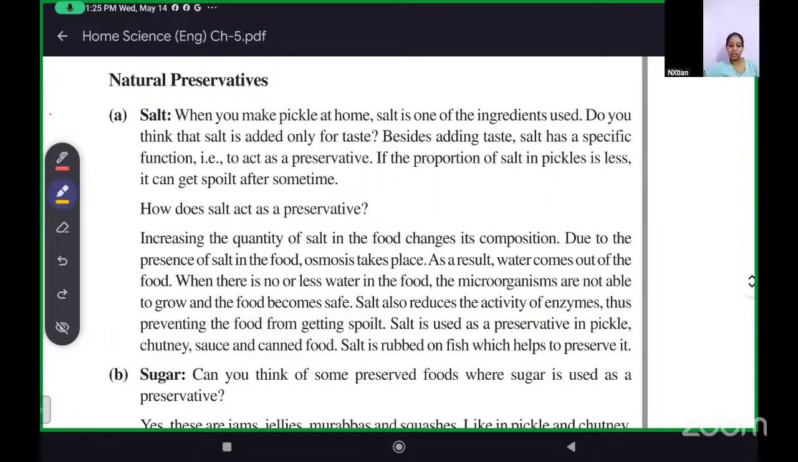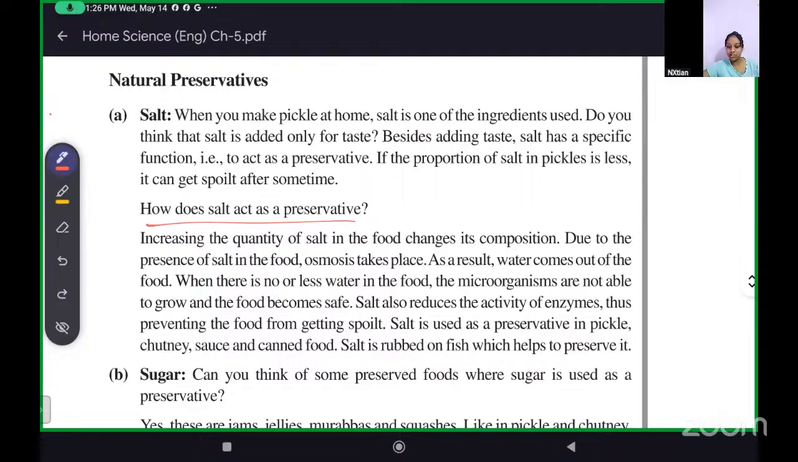One of it is salt. When we make pickle at home, salt is one of the ingredients used. Salt is not only added for taste, but it also has a specific function, that is to act as a preservative. If the proportion of salt in pickles is less, it can get spoiled after some time. Now, how does salt act as a preservative? A question can come on this.